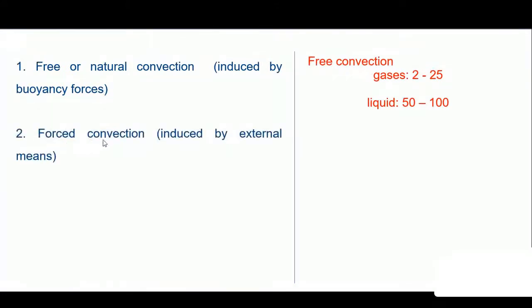If you are achieving the fluid motion because of some external means like a fan, pump, or blower, then that is called forced convection. And obviously, as the fluid is moving at a faster rate, the heat transfer rates are more, and that's why the heat transfer coefficients are also higher.